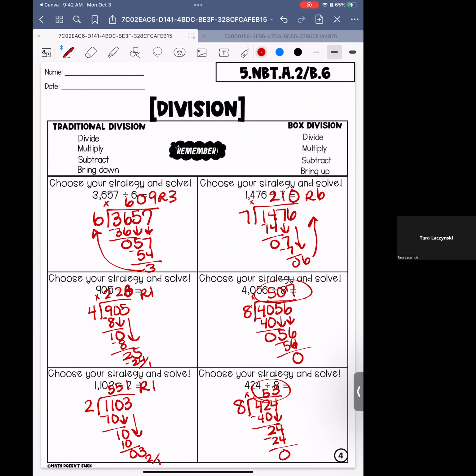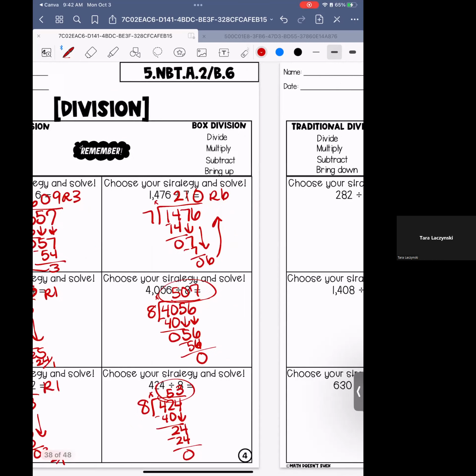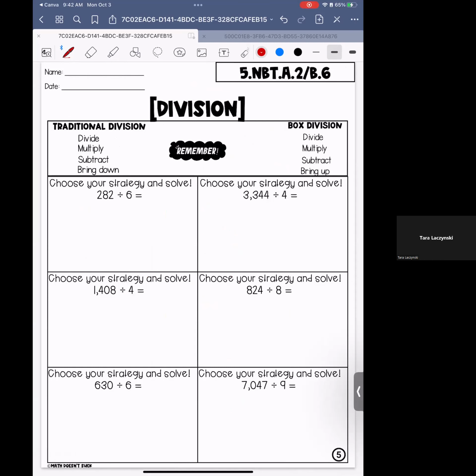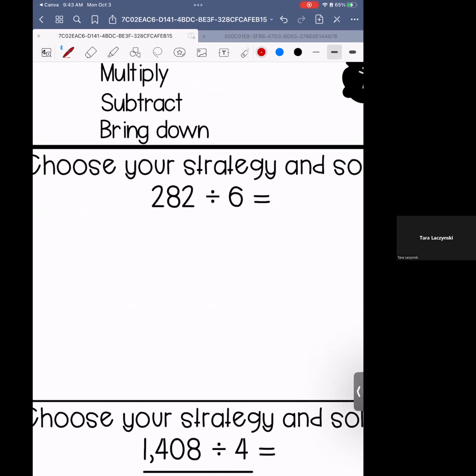If this is as far as you've gotten, please stop. If you are looking for page number 5, here we go. Page number 5 of our division practice, also known as the last page for this week. So let's dive right in.